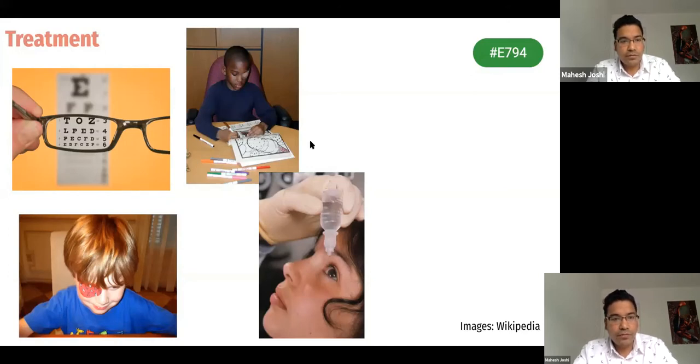So I'll go through the evidence for each of these different treatment modalities for amblyopia one by one. Then I'll summarize what is scientifically proven as treatment methods for amblyopia, and the doses of these different kinds of intervention.